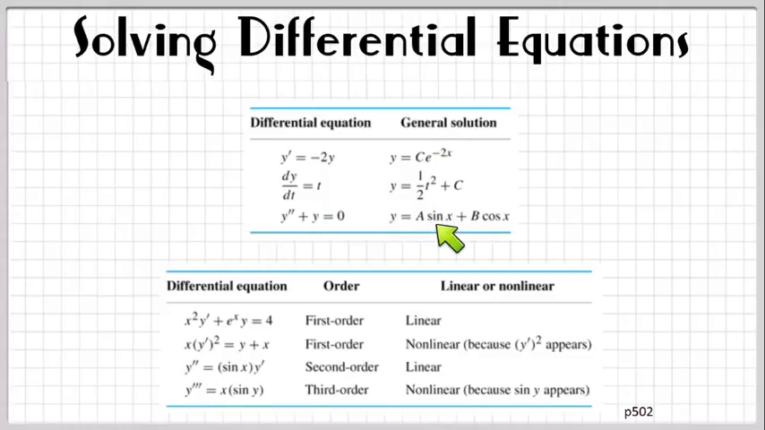And these are the solutions. These are called general solutions. They're not specific solutions because they have c's. In order to find specific solutions, we must find the c's.